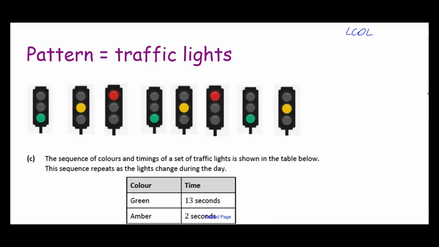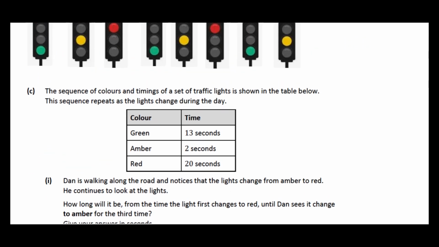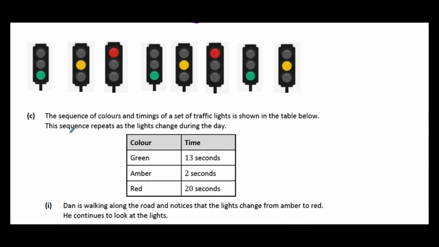This question is about the pattern that has to do with the traffic lights. So I got us some traffic lights. Let's have a look. The sequence of colors and timings of a set of traffic lights is shown in the table below. The sequence repeats as the lights change during the day. So what does that mean?